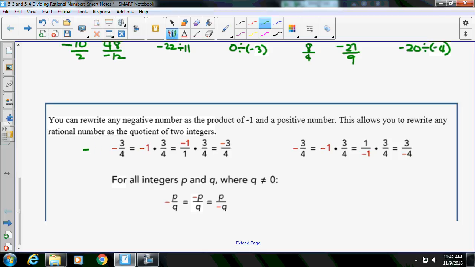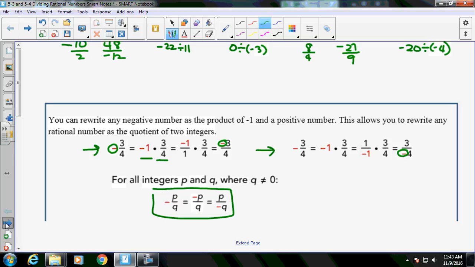So if I have -3/4, really it's -1 times 3/4, which is really -1/1 times 3/4. So it's really -3/4. If I go through and look at the steps, it doesn't matter where I put the negative. I can put it completely in the front, I can put it in the numerator, or I can put it in the denominator. It's got to be in one of those three spots. And here is the rule for it.